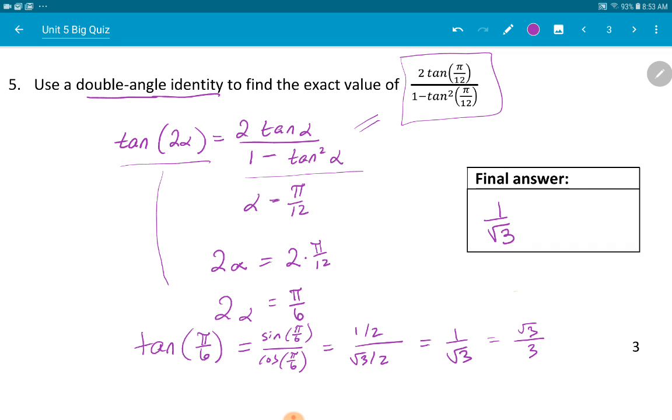So either of those answers are acceptable. Tan of pi over 6 is more often referred to as this, so I will give this as my final answer, but this one is also acceptable.